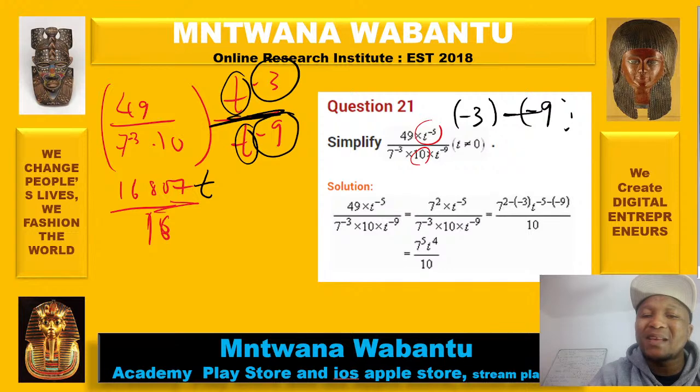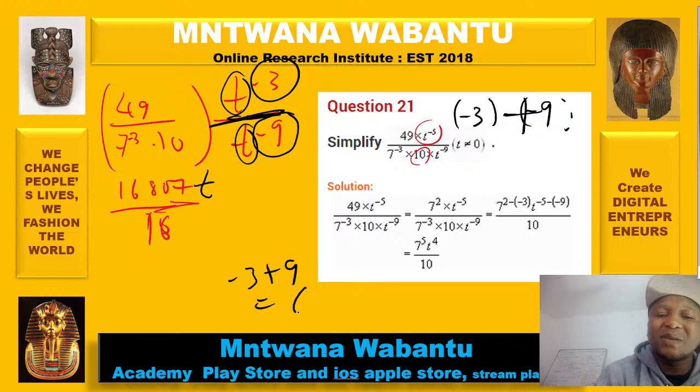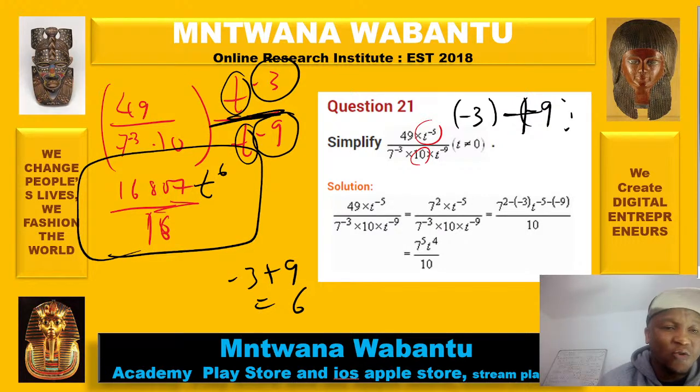But a minus always going to give you positive. So negative 3 plus 9. Negative 3 plus 9 equal to positive 6. So I'm going to say positive 6, and that's going to be my final answer. Let's go to the next one.